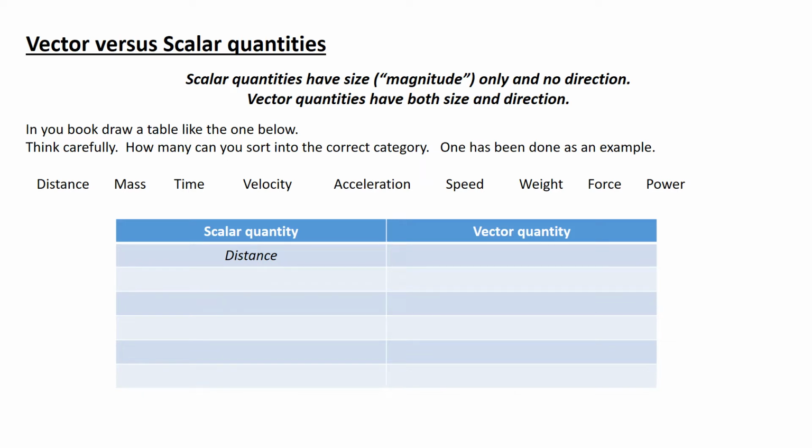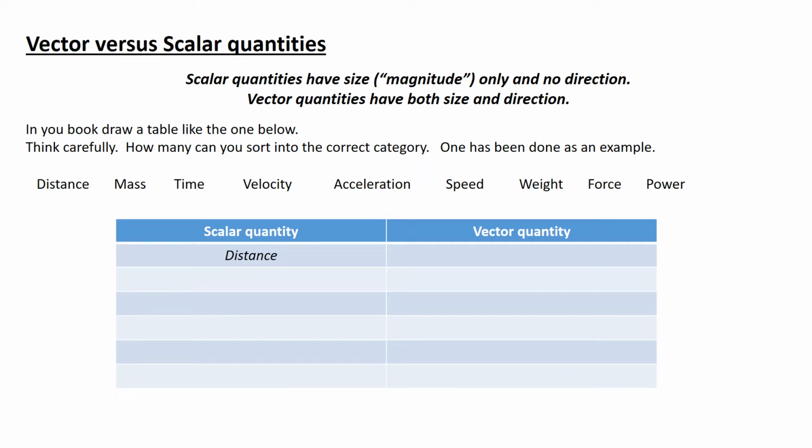So here we are. Vector versus scalar. In your book, pause now, sketch out this table for me and think about whether something is a scalar quantity or a vector quantity. So whether we know that it is something with just magnitude, which is scalar, or it has magnitude and direction. Okay, and put these 8-9 different headings into the correct columns for me. So pause the slide now for me.